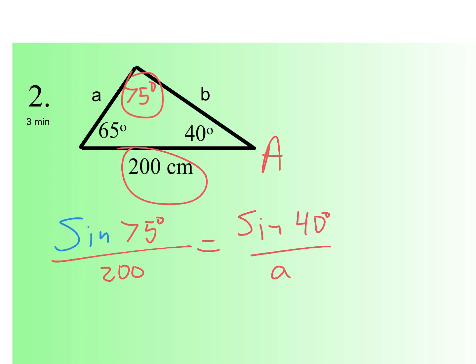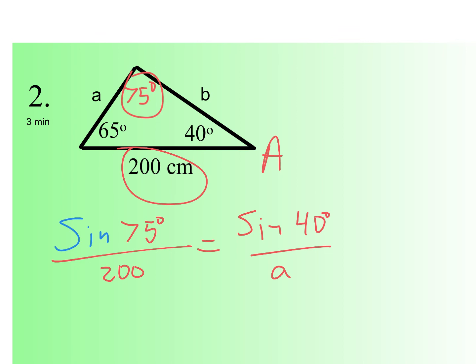What I'm trying to say here is, you don't have to be a slave to writing out sine A over little a, sine B over little b, sine C over little c. Because, I don't know if you've noticed yet, but you never have enough info to put all the stuff in the formula. Only one part of the formula is going to work.